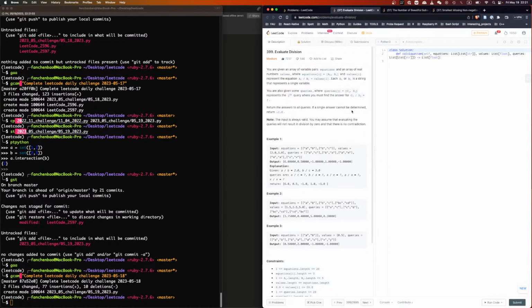If a single answer cannot be determined, return -1. The input is always valid. You may assume that a value in the query will not result in division by 0.